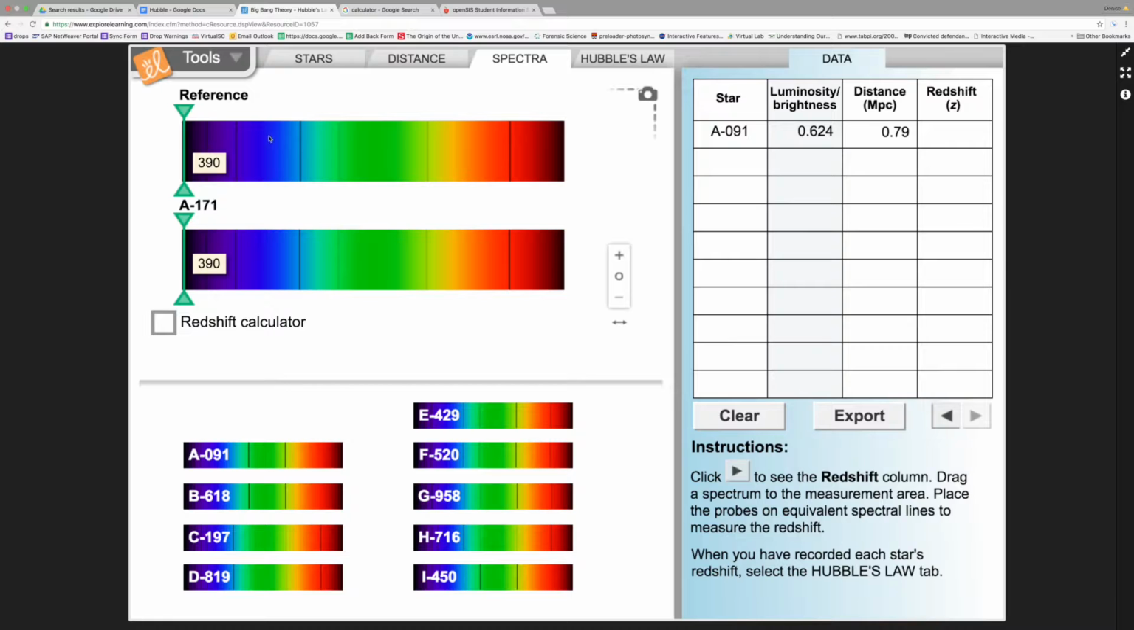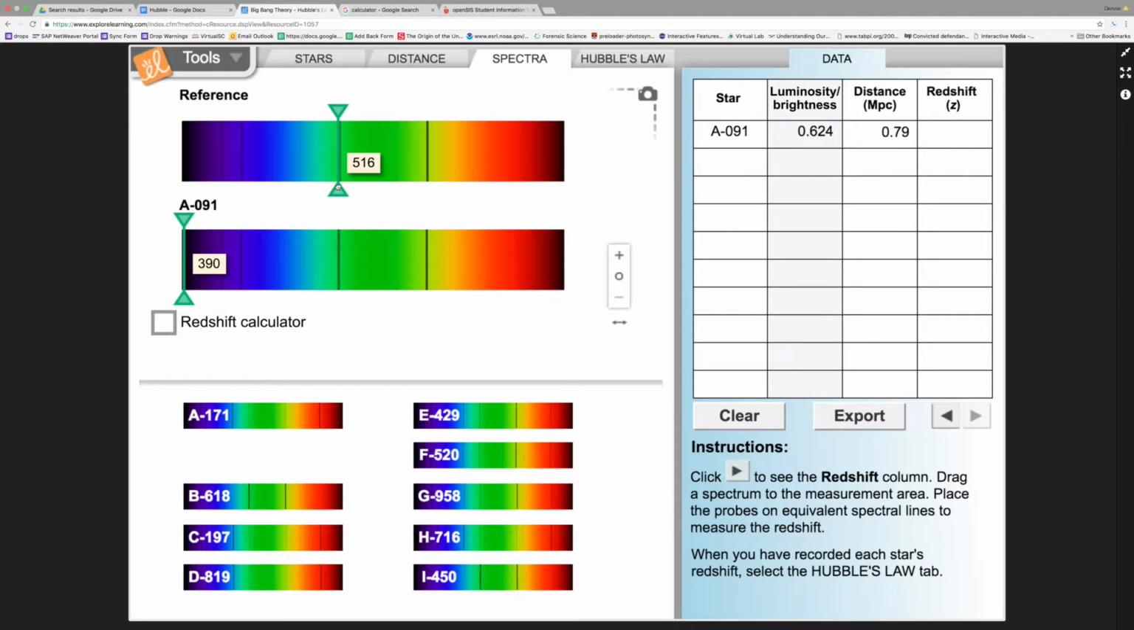So we're given a reference spectra that looks like this, and we're going to move this spectra up there, A for star A-091. We're going to move it to this green reference point, and then we're going to move this also to a similar reference point here, as accurately as we possibly can on both spectra.